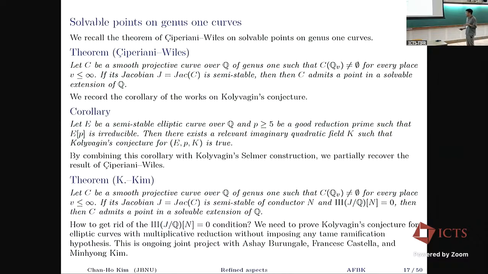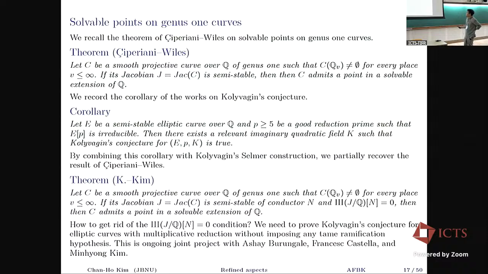And how to get rid of this unfavorable condition? We just need to prove Kolyvagin's conjecture for elliptic curves with multiplicative reduction, also without imposing any ramification hypothesis. If we finish that, we basically recover the Coates-Wiles theorem. And this is the multiplicative case. It is ongoing joint work with Ashay, Francesca and Minhyung Kim.